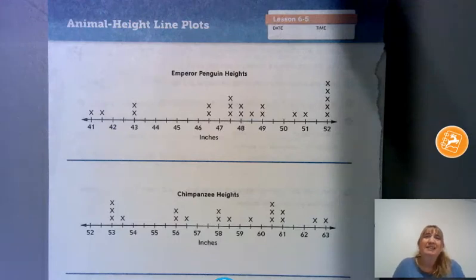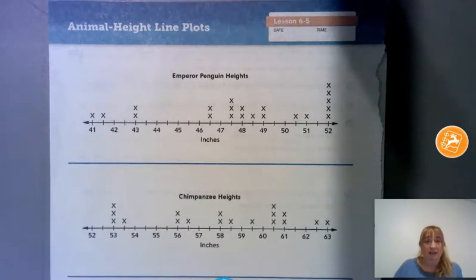Hi, and welcome back. Today we're going to be on EDM 6.5 and we're going to be working with data in line plots. Basically what that means is that we're going to use line plots to answer and solve problems. So you are going to need Math Journal page 208, 209.